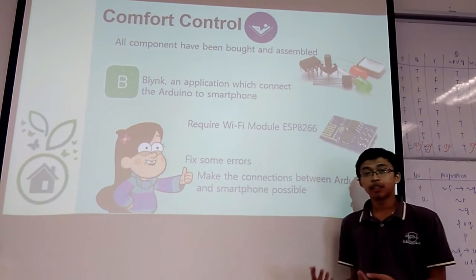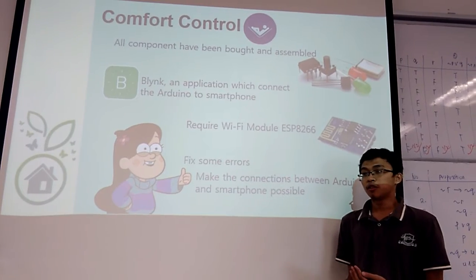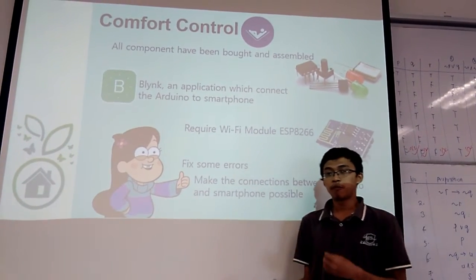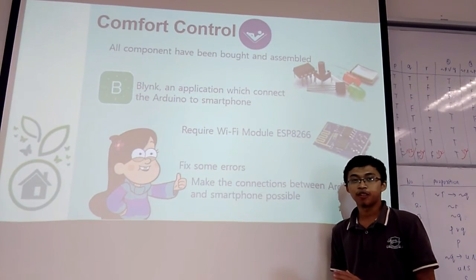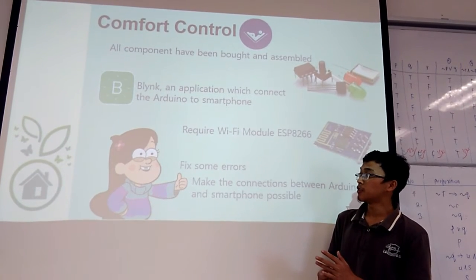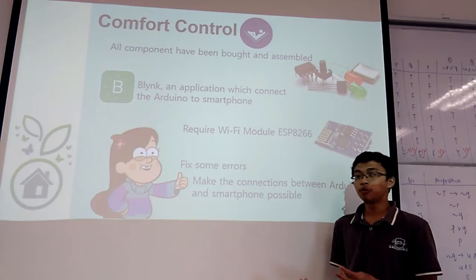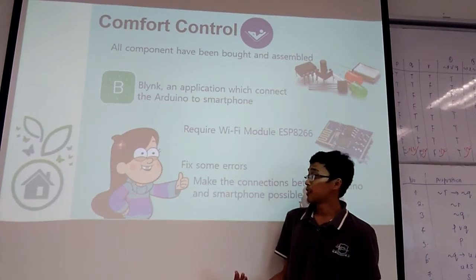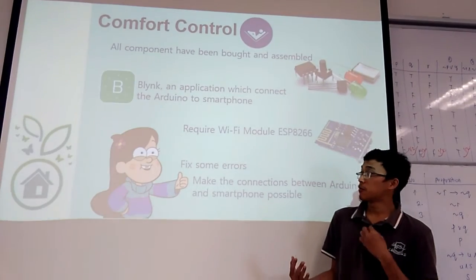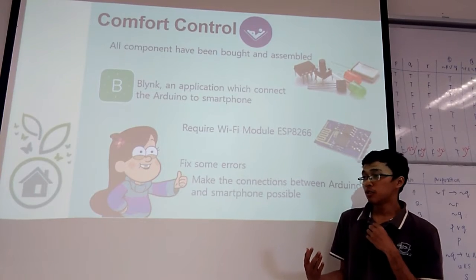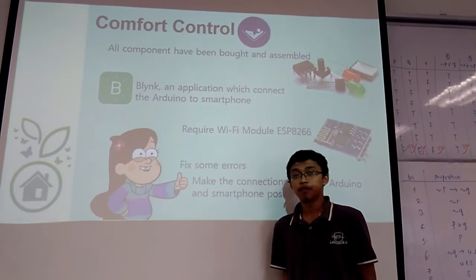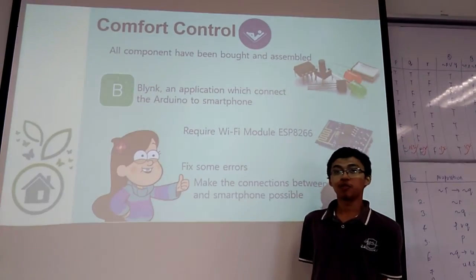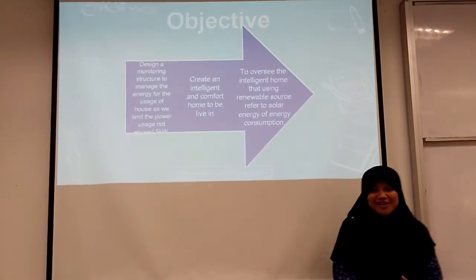We tried to connect Blynk with the Arduino and the smartphone, but we still found some errors as a result. So what is left to do? We need to fix the errors, obviously. Once we fix the errors, we need to make sure that the connection between the smartphone and Arduino is possible. Okay, that's all from me. Thank you.